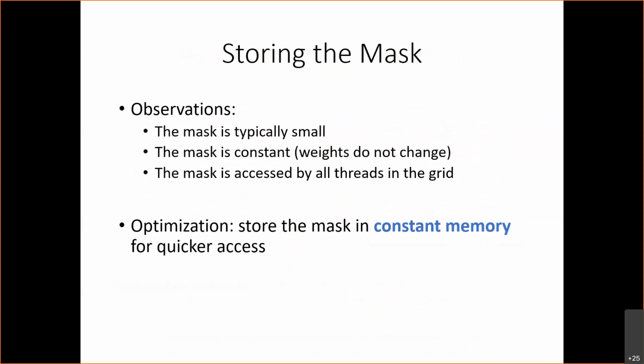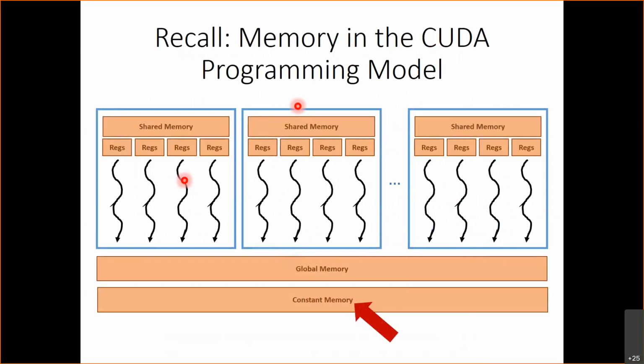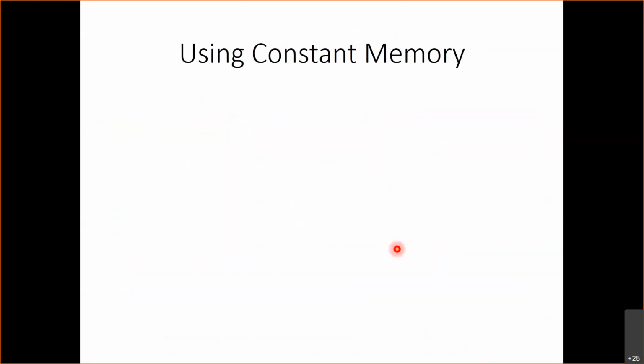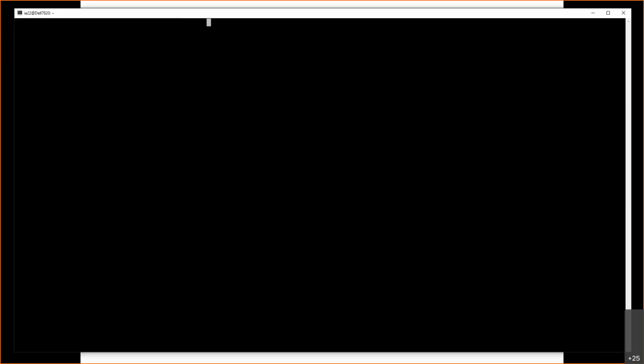So if you remember, when we introduced the CUDA programming model, we said that threads have access to registers, and each thread has its own registers. Threads in the same block have access to a shared memory, and then all threads in the grid have access to a global memory. Well, it turns out that all threads in the grid also have access to a constant memory. So what we would like to do is put our mask in constant memory, and constant memory is going to be faster to access than global memory, and I'll explain why later on. But for now, let's see how we can access constant memory using the CUDA programming model. Okay, so let's see how we can use constant memory. Okay, so I'm going to switch over here to my code. Make this a little bigger.